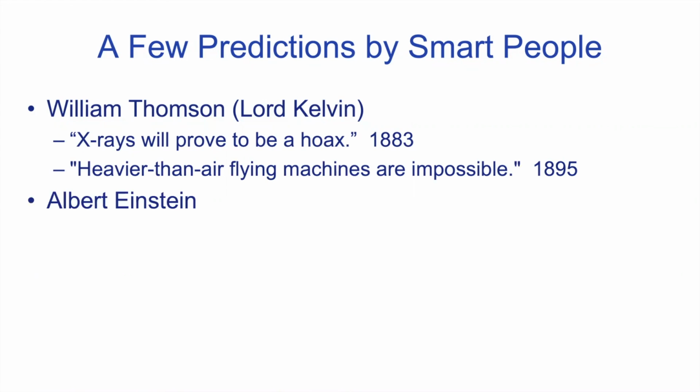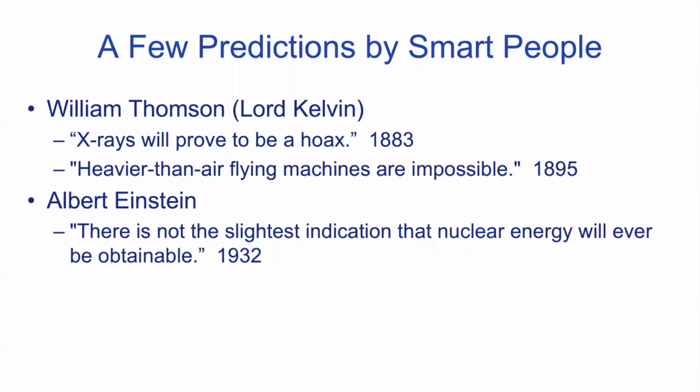Now, I think we can agree that Albert Einstein is a smart guy, and even he fell into this trap of making a prediction. He said, there's not the slightest indication that nuclear energy will ever be obtainable. He had to walk that back not long after.